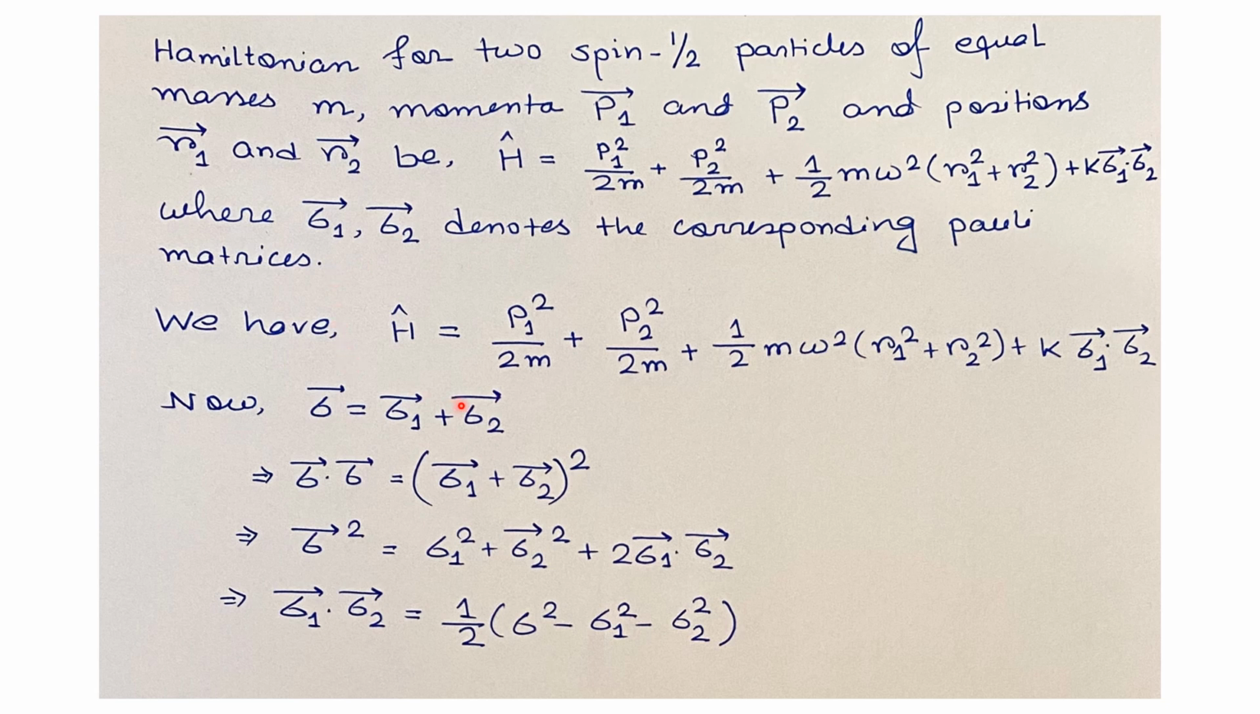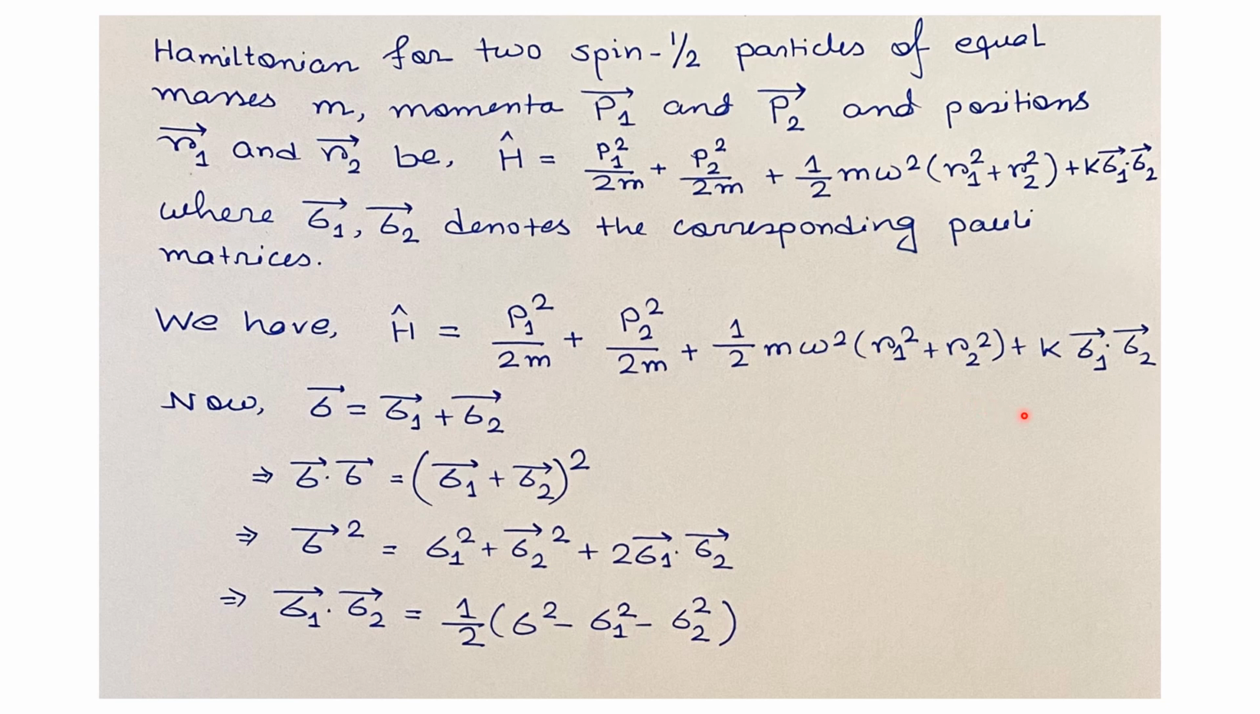So, in the Hamiltonian, the first three terms, that is p1²/2m + p2²/2m + (1/2) m ω² (r1² + r2²), basically denote the two spin-half particles in a three-dimensional quantum harmonic oscillator potential. So, for this part of the Hamiltonian, we know what the energy eigenvalue will be.